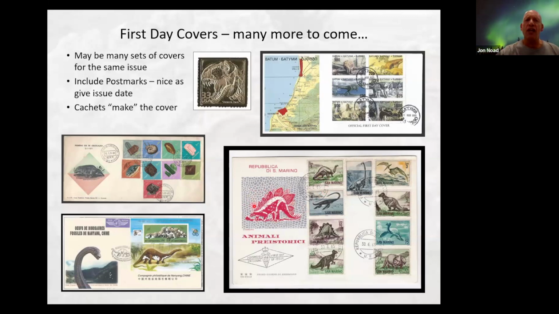So here's a cachet of a Stegosaurus on the San Marino one, and this very primitive reptile over here on this cover from Angola. So there are some which are beautiful cachets and some which are very, very business-like. And I find that the early issues, the issues from the 1970s, 1960s, tend to have the most beautiful cachets, which is why I like them best.